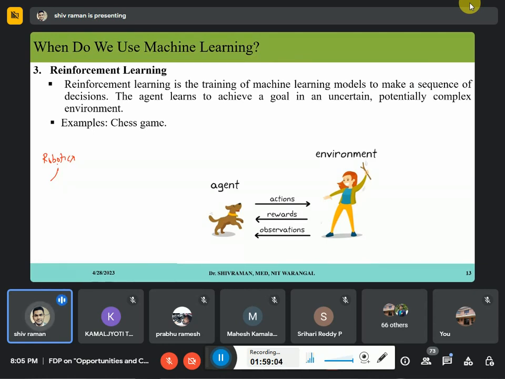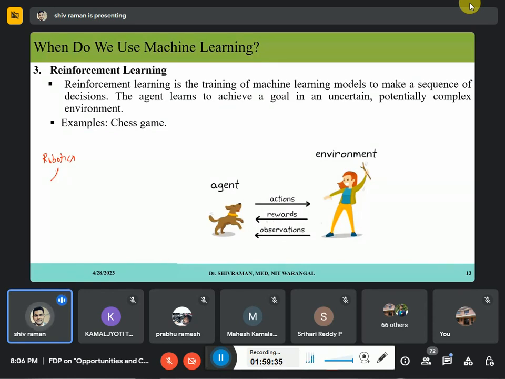In order to understand reinforcement learning, we should take the help of this picture, where the dog is an agent and the dog owner is the environment. She will throw this stick and the dog will fetch it. The environment will perform the action and the dog will observe, and the dog will pick up the stick, and based on picking up the stick, the dog will get the reward.